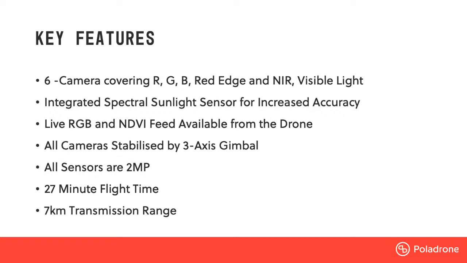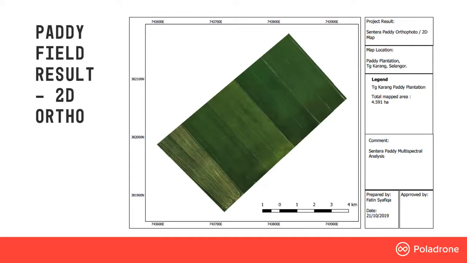Some of you might think 2 megapixel is a very low resolution, but in the market, multispectral sensors are around 1 to 1.5 megapixel. So 2 megapixel is considered a very good standard for a multispectral camera. And for the flight time, it can go up to 27 minutes, and the transmission range covers up to 7 kilometers. So after seeing the key features, now I'm going to show you what kind of results can be generated by the multispectral camera.